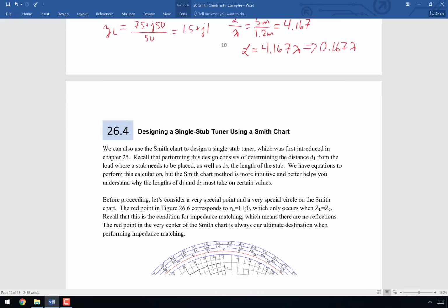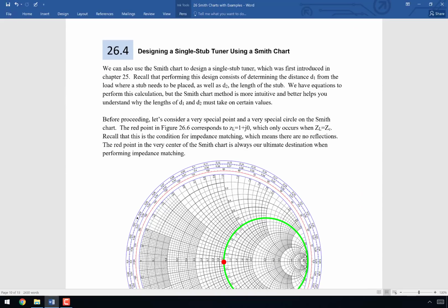Okay, and then the last thing that we're going to do with Smith charts, because I know that it's like drinking from a fire hose today, there's a lot of stuff going on. The last thing we're going to do with the Smith charts is we're going to see how to design that single stub tuner that we did last time.